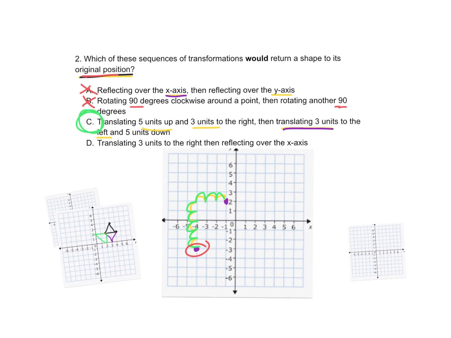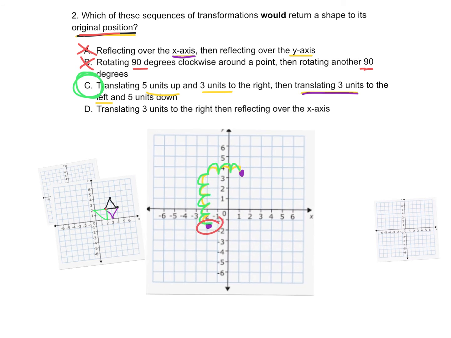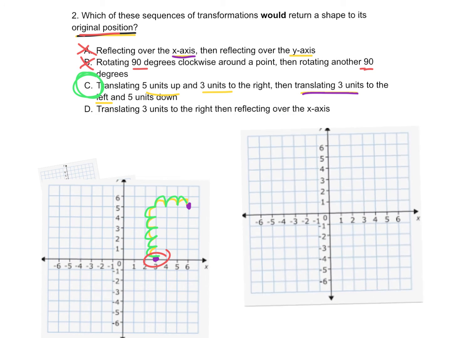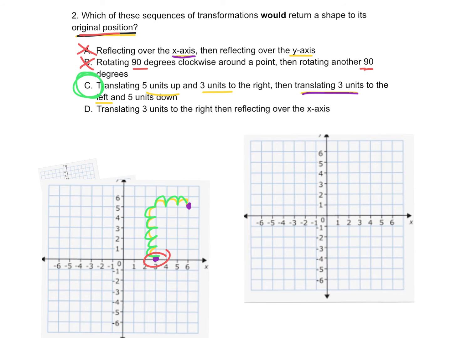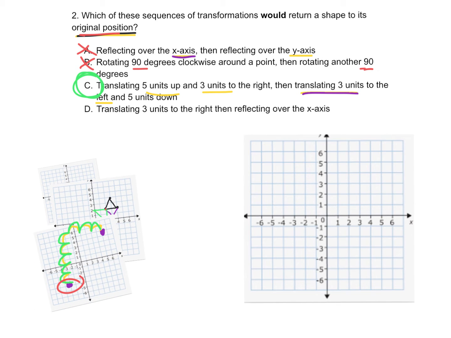And then just to see the last one, let me pull another graph here. Translate 3 to the right and reflect over the x-axis. Let's go 3 to the right. So I'm going to put a point right here, and we're going to go 3 to the right, 1, 2, 3 right here. And then reflect over the x-axis would be down here. So that does not bring us back to the original point. So our correct answer was C.